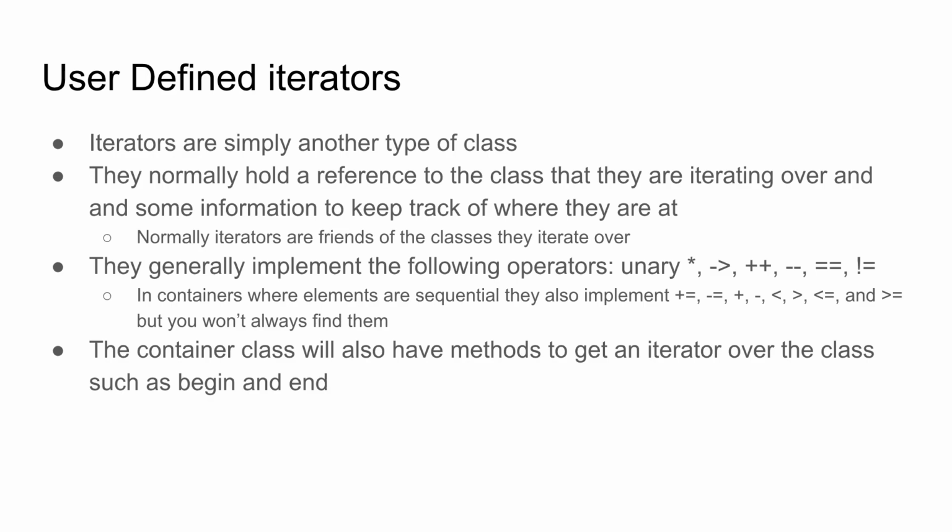Also, your container classes will generally provide a method called begin to give you an iterator to the beginning of the object, and an iterator called end to let you know that you've reached the end. And generally, when you get that iterator to the end, it's one element beyond the end. So the end iterator is not safe to dereference to access that member.